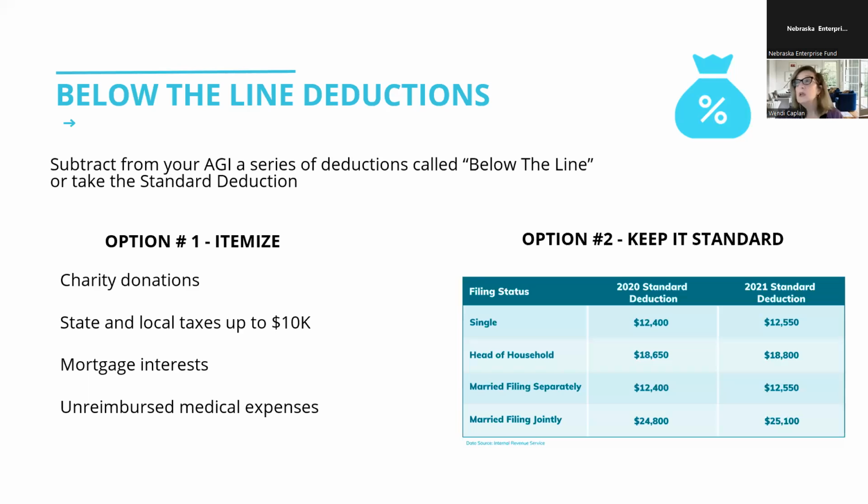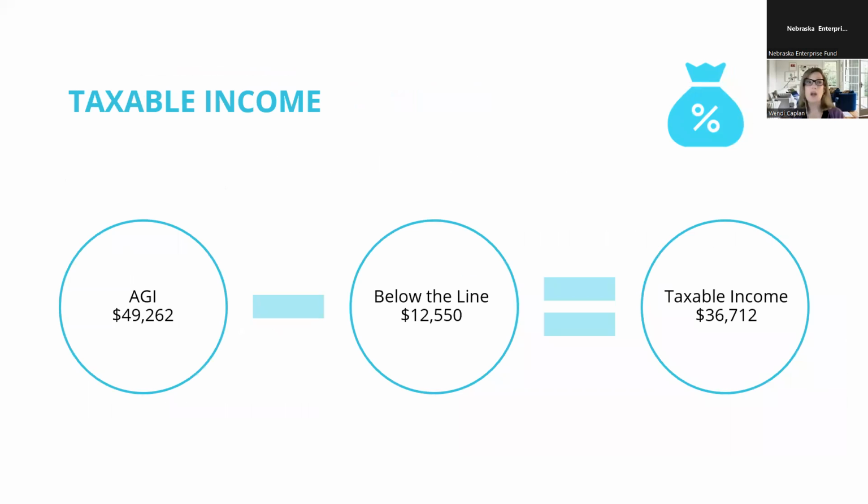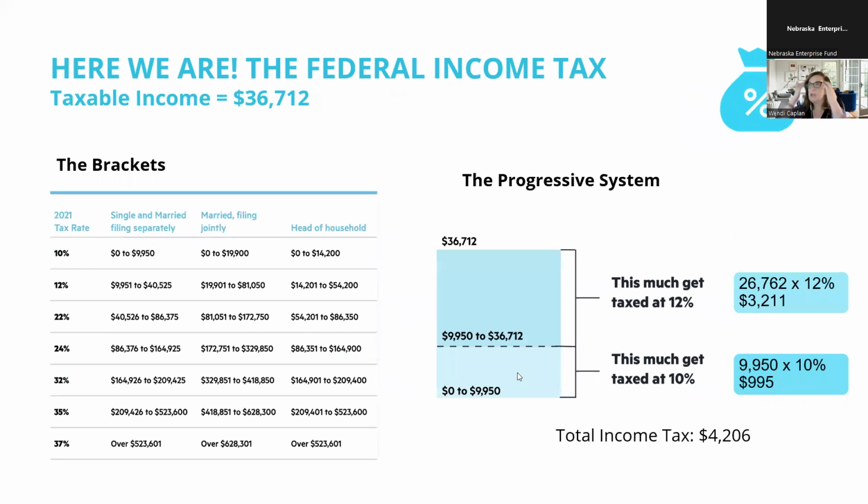So now we have our AGI, adjusted gross income. Take away the below the line deductions, and we have our taxable income. So guess what? We made $75,000, but we're only responsible for paying taxes on $36,712. So we go in, whoops, there we go. So it's all about the brackets.